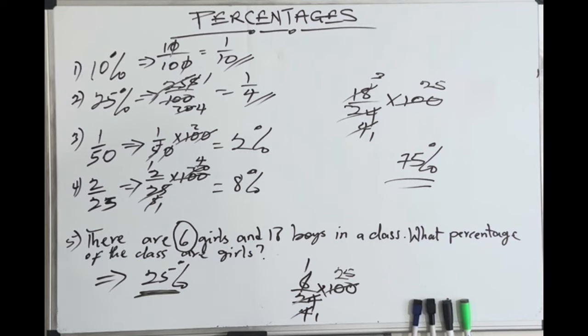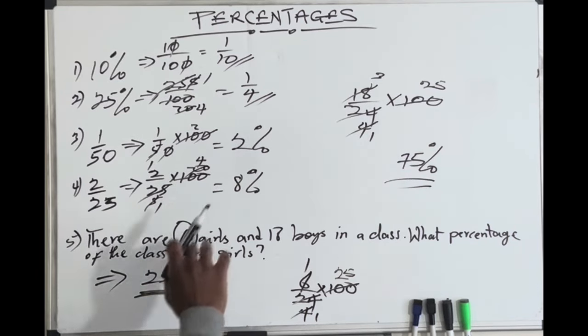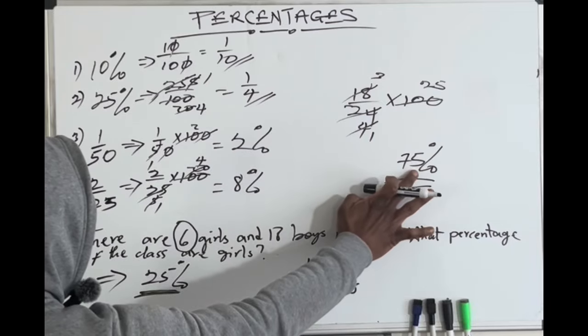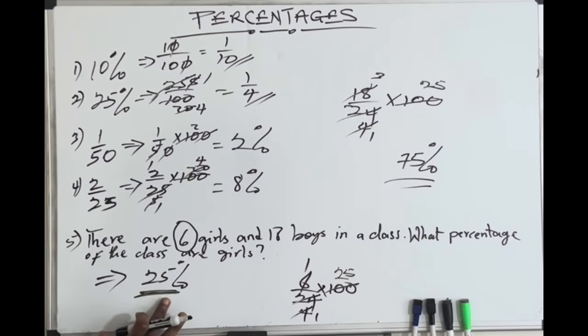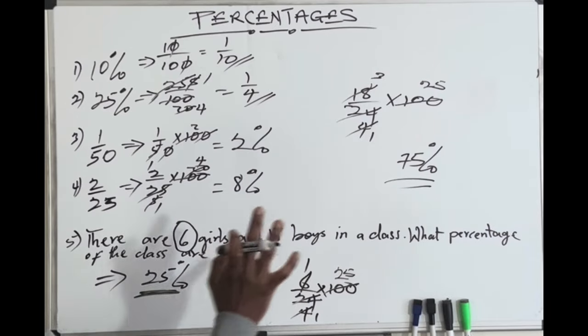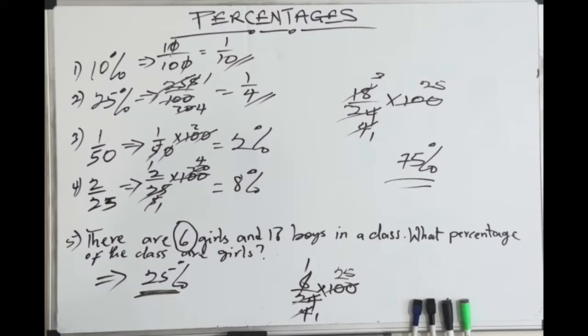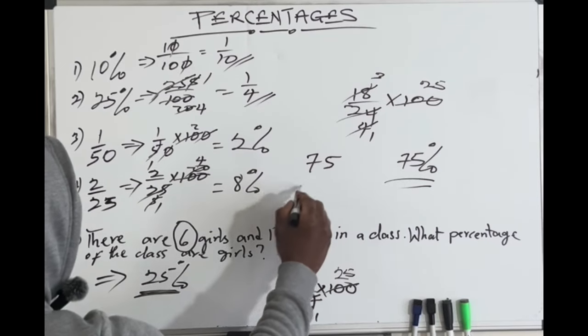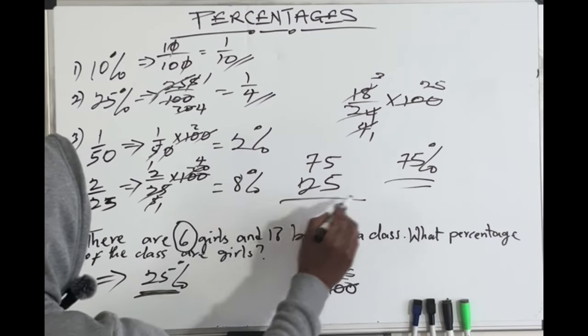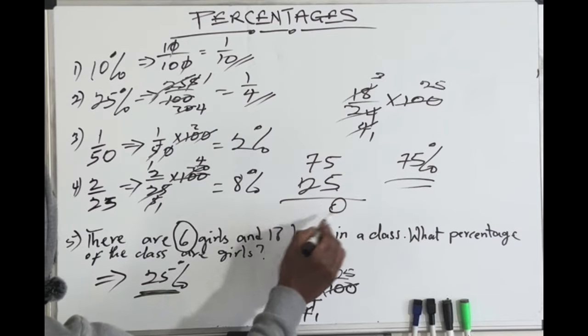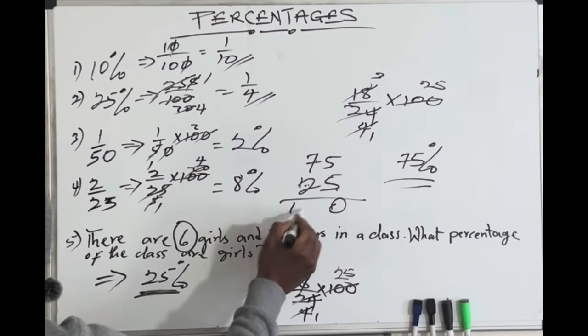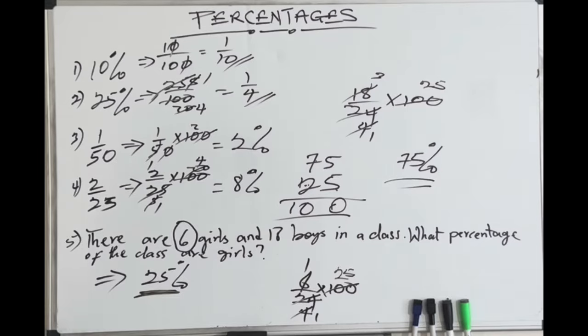So, let's verify some stuff. If we add the percentage of the boys to the percentage of the girls, we will get 100. If you get 100, that means everything is correct. So 75 plus 25. 5 plus 5 is what? 10. Perfect, 100. Percentages are some of the questions you get at the HESI, and they are very easy.